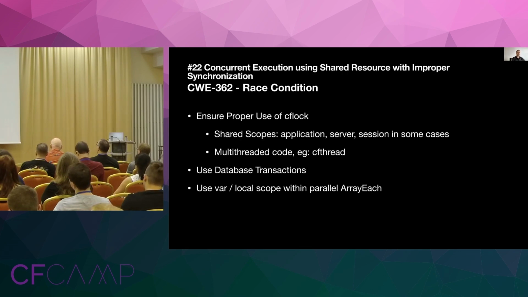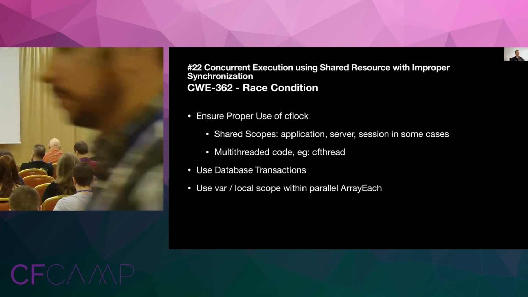Okay, number 22, race conditions. This is essentially for CFML applications, where you just need to be aware of synchronization issues. Most of your code is generally going to be single threaded, but if you have things in application scope, you have to be aware that it can be accessed by multiple threads. Things like application scope, server scope, or session scope in some cases, you need to be aware of that.